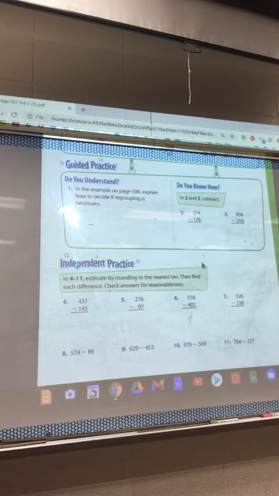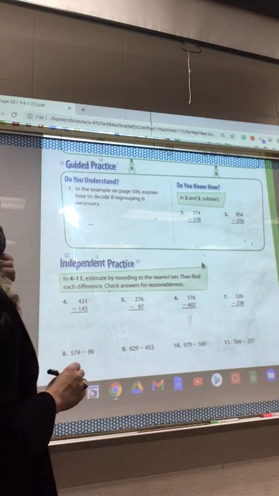Okay, so we're going to start with 2 and 3. It says in 2 and 3 subtract. So we're just doing our regular subtracting. This is helping us to regroup again, okay? So we haven't done it in a while.